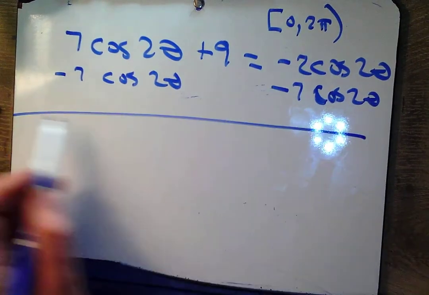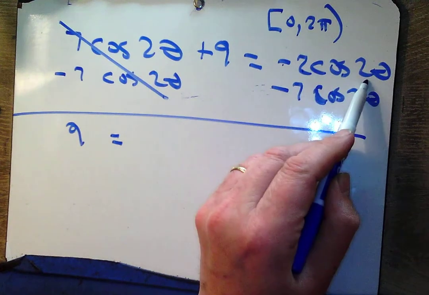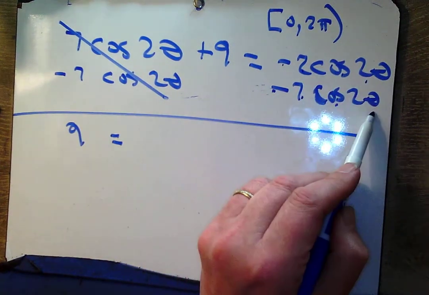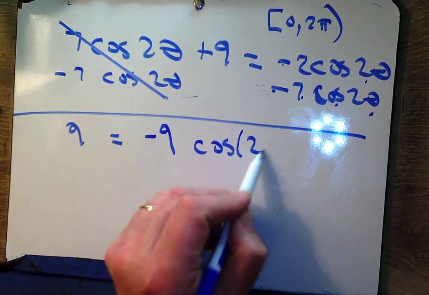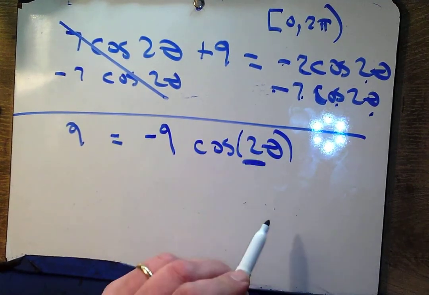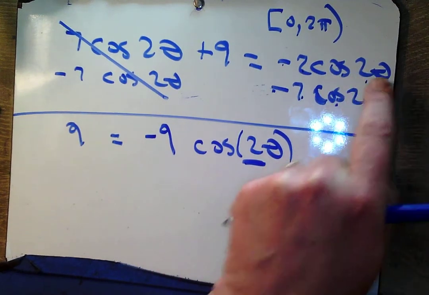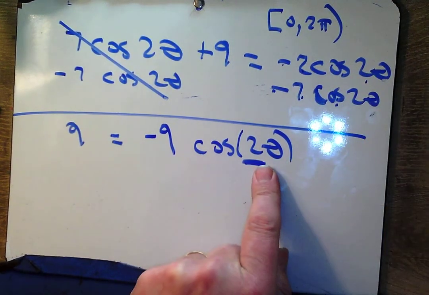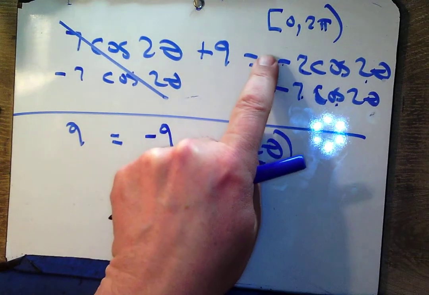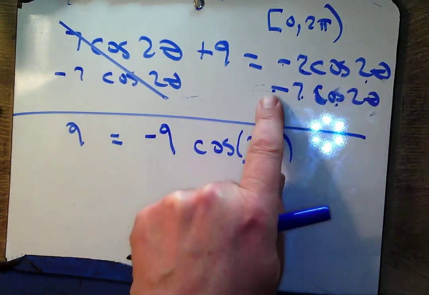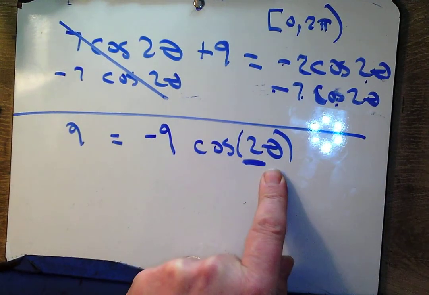And so that's going to give me 9 equals minus 2 of these things minus 7 of the same thing, which is going to be minus 9 of those things. Please notice that this did not change. It's not cosine 2 theta, cosine 2 theta, cosine 4 theta. No. It's minus 2 of these things minus 7 of these things gives me minus 9 of these things.